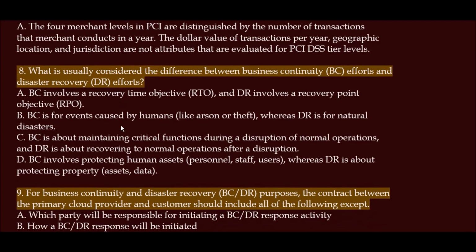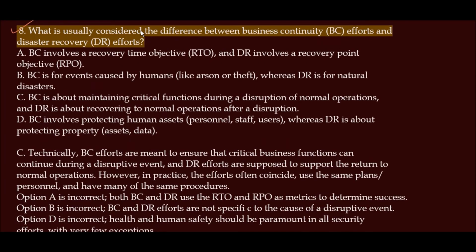Next question. What is usually considered the difference between business continuity, BC, efforts and disaster recovery, DR, efforts? Options A, B, C, D are given here. Option A is that BC involves a recovery time objective, RTO, and DR involves a recovery point objective, RPO. This is technically incorrect because both BC and DR use the RTO and RPO as metrics to determine success. So option A is incorrect. Now option B: BC is for events caused by humans like arson or theft, whereas DR is for natural disasters. This is technically incorrect because BC and DR efforts are not specific to the cause of a disruptive event.